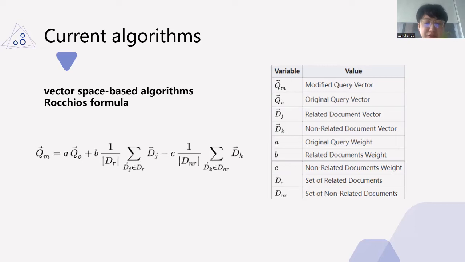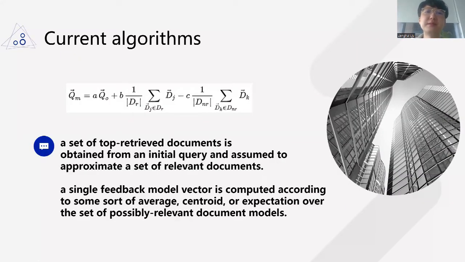Current algorithms for pseudo-relevance feedback tend to use vector space-based algorithms, such as Rocchio's formula. For these algorithms, firstly, a set of top retrieved documents is obtained from the initial query and assumed to approximate a set of relevant documents. Secondly, a single feedback model vector is computed according to some sort of average, centroid, or expectation over the set of possibly relevant document models.